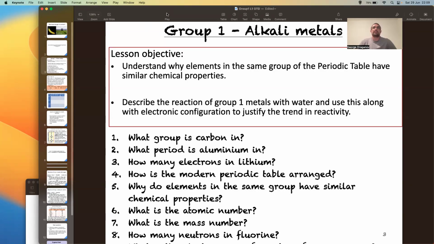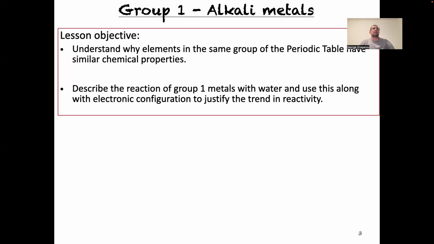To start with, we can have a look at the lesson objectives. They will be to understand why, if you're in the same group, you have the same chemical properties. That is because your outer number of electrons is going to be the same, and the metals always lose electrons, so it will be all about the way they lose their electrons. Then we're going to look at what observations you can make when a group 1 metal is put in water, and we're going to look at explaining and justifying the trend that you see.